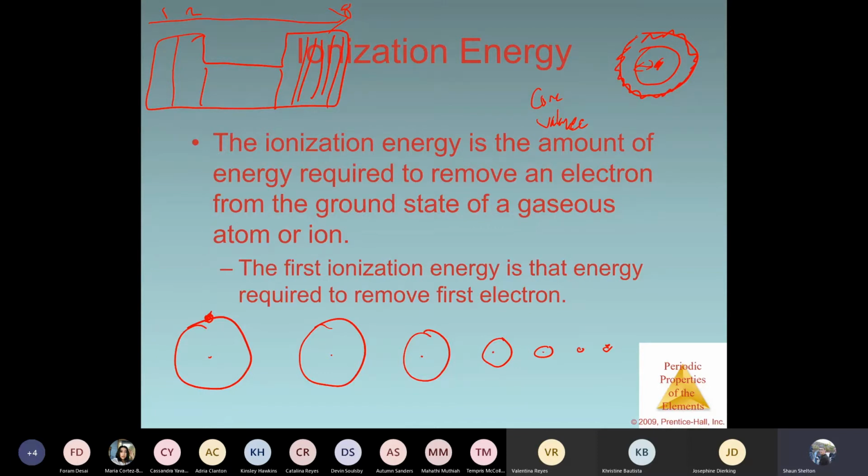As you go left to right, as the atom becomes smaller, the ionization energy increases. So the rule of thumb to remember here is the smaller the atom, the higher the ionization energy. Now, we don't include the noble gases because noble gases don't react and they're not going to lose their electrons. So the elements that we're talking about are like 1 through 7.